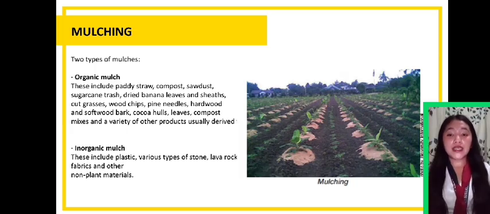Organic mulching uses natural materials like straw, grass clippings, wood chips, or leaves. It improves soil health, retains moisture, suppresses weeds, and regulates soil temperature. Inorganic mulches use non-natural materials like plastic sheets, landscape fabric, or gravel. The benefits of inorganic mulches are effective weed suppression, moisture retention, and they can warm the soil.